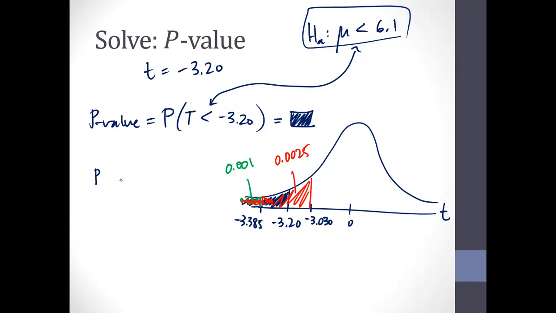That means that the p-value is between 0.001 and 0.0025. So again, a little strange, but is everyone with me? Does everyone see what I'm doing here?